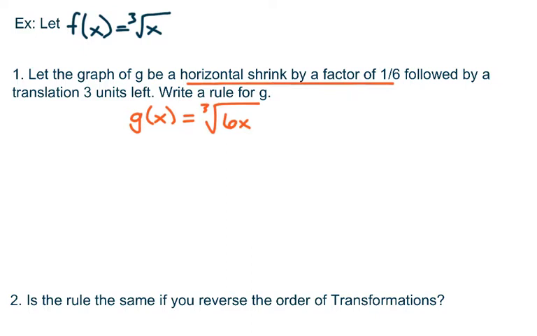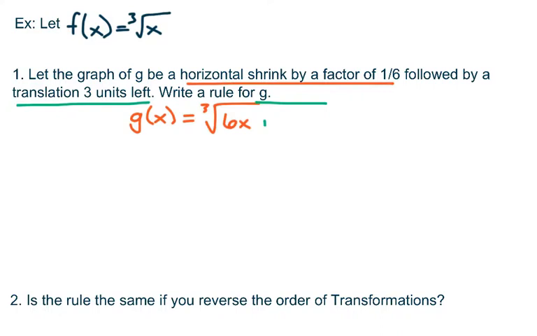Now we need to do followed by a translation 3 units left. I'll do that in a different color. We'll do that in green. So translation 3 units left. Anytime we're translating, we need to do it directly to x. Now, what I see a lot of people do is they'll just extend this and make this plus 3. And you would be incorrect here because this would be adding 3 directly to 6x, but we need to add it directly to x and only x.